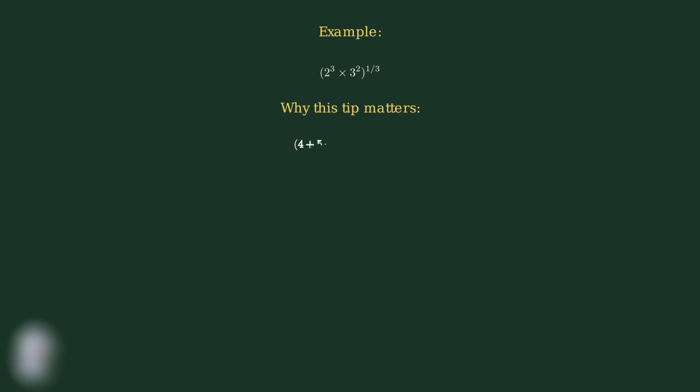Here's why this tip is crucial. Consider 4 plus 5 to the 1/2 power. If we simplify inside first, we get 9 to the 1/2, which equals 3. But if we distribute the exponent, we get 2 plus the square root of 5, which is approximately 4.24. These are completely different answers.